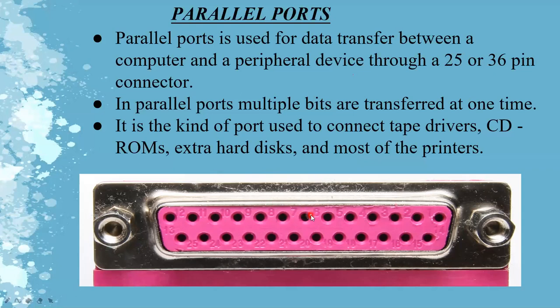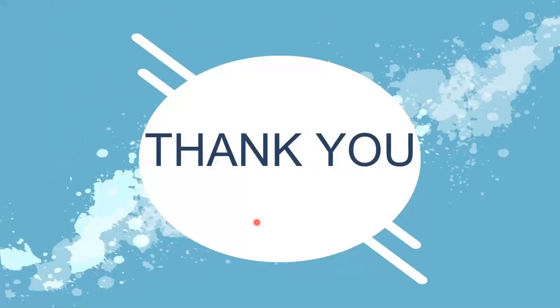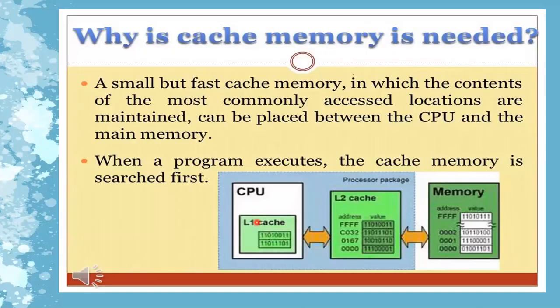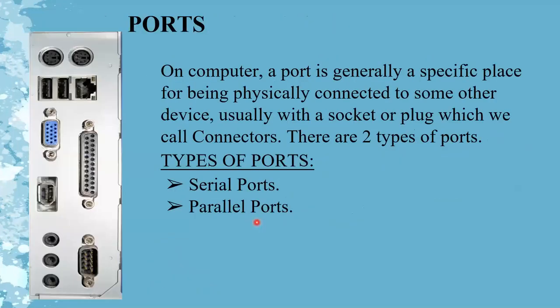There are other ports as well, like VGA port. You have seen in the previous CPUs that there are round blue, purple and green ports, small ones for connecting mouse and keyboard. That was called the VGA ports, right? So this is all about parallel ports and serial ports. There are two types. And ports are the sockets at the back of the CPU used to plug in different devices, right?